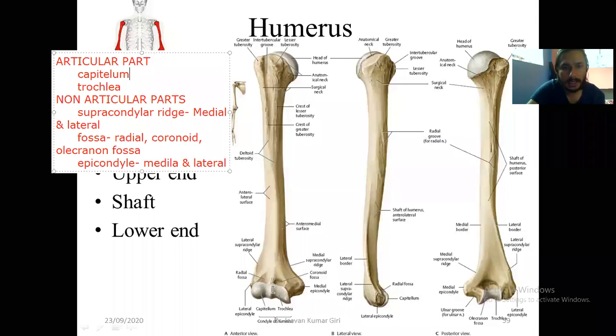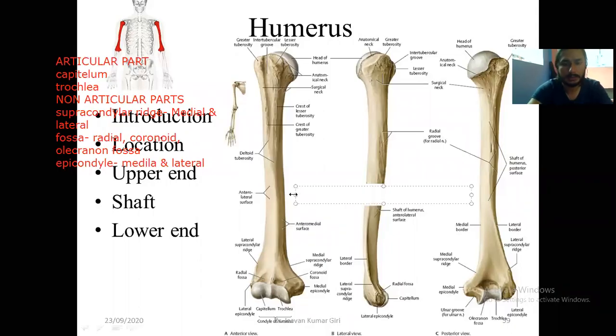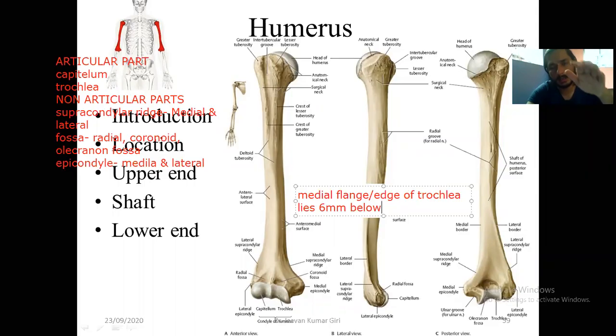Now if you see the two margins or edges of this trochlea, this is the lateral edge and this is the medial edge, isn't it? The medial edge extends slightly below. The medial edge extends 6 mm below the lateral edge. Just remember this, because one terminology will come here, the carrying angle. So the medial flank or edge of the trochlea lies 6 mm below. It means it extends 6 mm below.